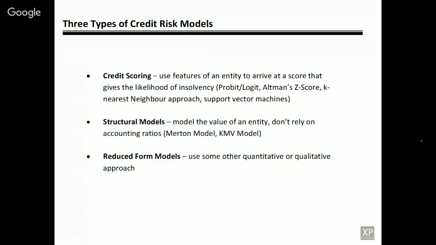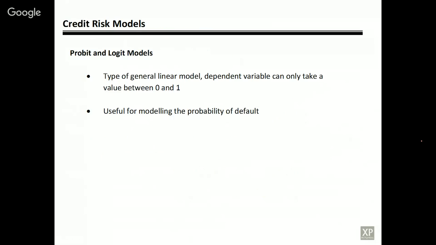Next, we'll move on to credit risk. There are three types of credit risk models: credit scoring models, structural models, and reduced form models. Credit scoring models use features of an entity to arrive at a score that gives a likelihood of insolvency. Think Probit or Logit models, Altman's z-score, k-nearest neighbor, and so on. Structural models model the value of an entity, but don't rely on accounting ratios. Think the Merton model, which is based off of the Black-Scholes model, or the KMV model. And finally, reduced form models, which use some other quantitative or qualitative approach.